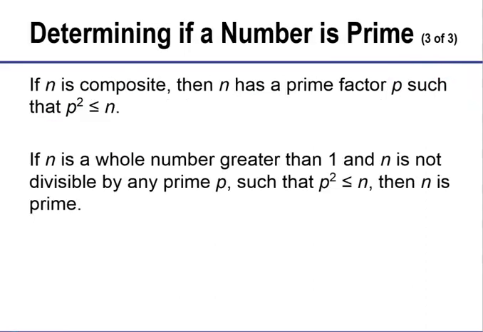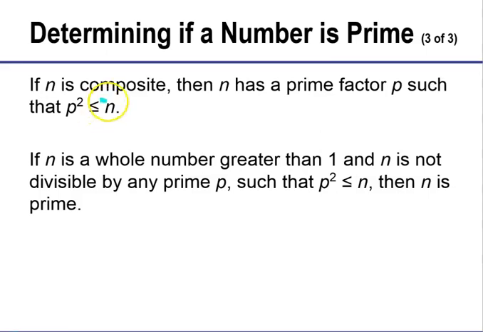The page that we have here really kind of summarizes that example, and this is the official rule. So if n is a composite number, then n has a prime factor p such that p squared is less than or equal to n. And it really comes from that example of 97 that we did just a minute ago.